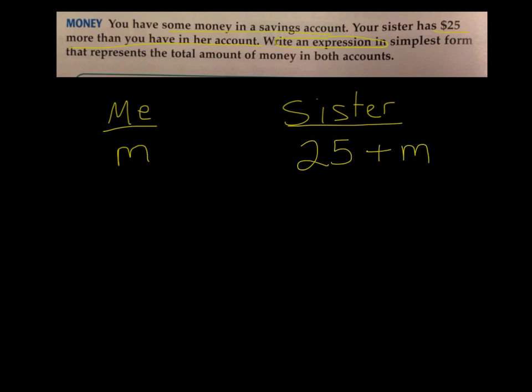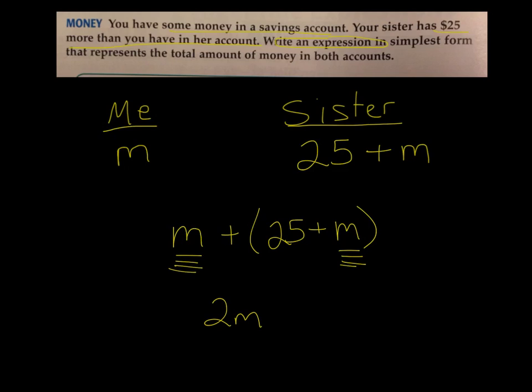Now the total amount in both accounts. To do that, I'd have to add up my amount and my sister's amount. So m is the variable that represents my amount, plus my sister's amount was 25 plus m. And now, in simplest form, means we want to combine like terms. So I have an m here and an m here. So an m plus another m would give me 2m. And what's left there is plus 25.